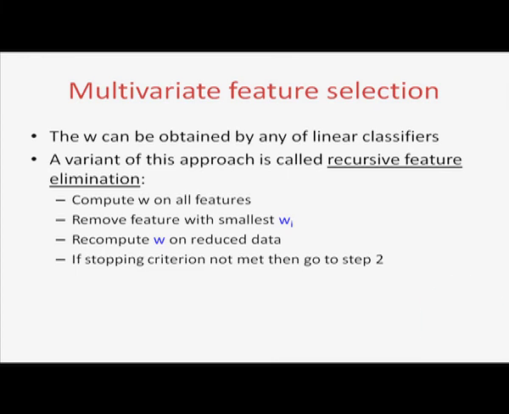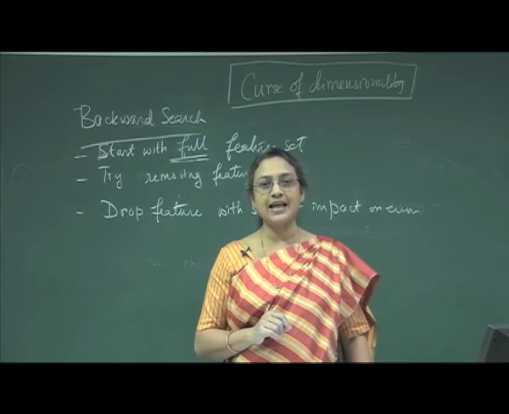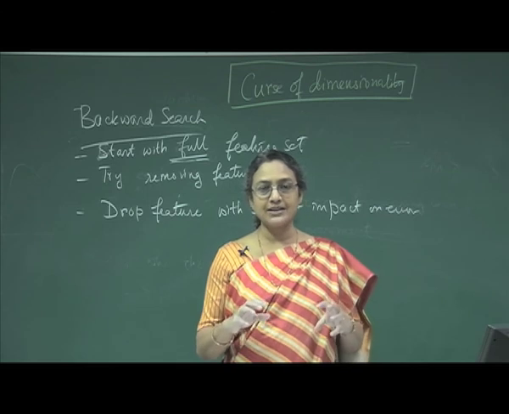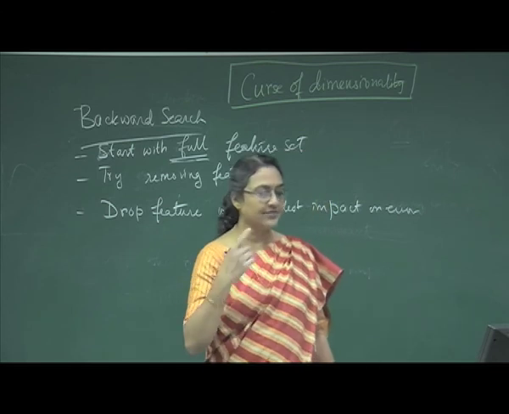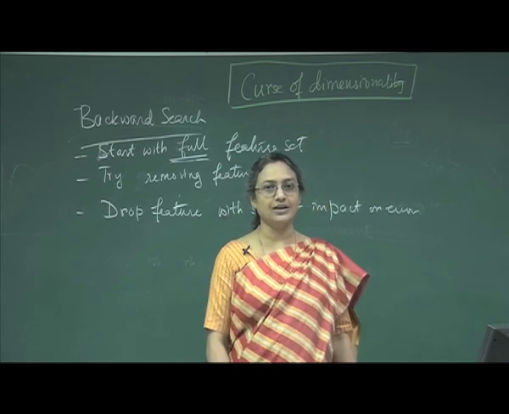For example, we have seen a method in our class. A variant of this multivariate feature selection approach is called recursive feature elimination. In recursive feature elimination, you compute the W on all the features and you remove the feature with the smallest value of W. Then you recompute W on the reduced data. So initially you have n features, you remove the feature with the smallest W, you are left with n minus 1 features. On these n minus 1 features, you recompute W by invoking your algorithm again, and recursively you keep doing this until the stopping criterion is met.